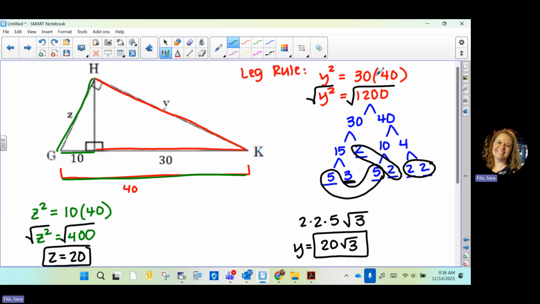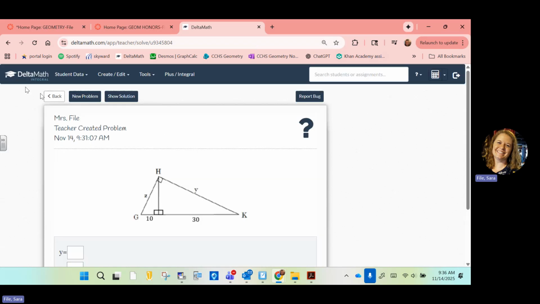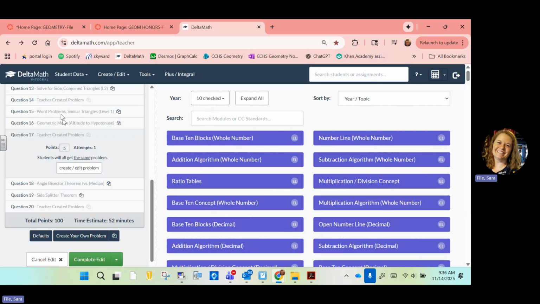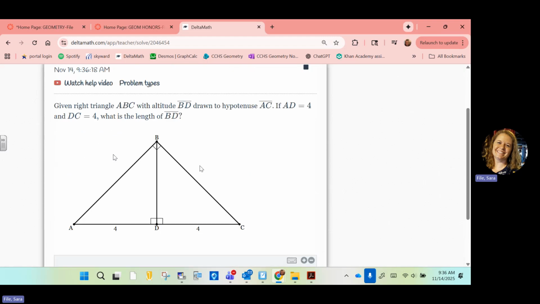So now that relationship, how we set it up, you are going to have to know that. Now, I think there was another one on there. It was not one of the teacher created ones, but there was another geometric mean where you had to find the altitude, I believe. Yes, so this one is asking for the altitude, BD. So remember the altitude rule.